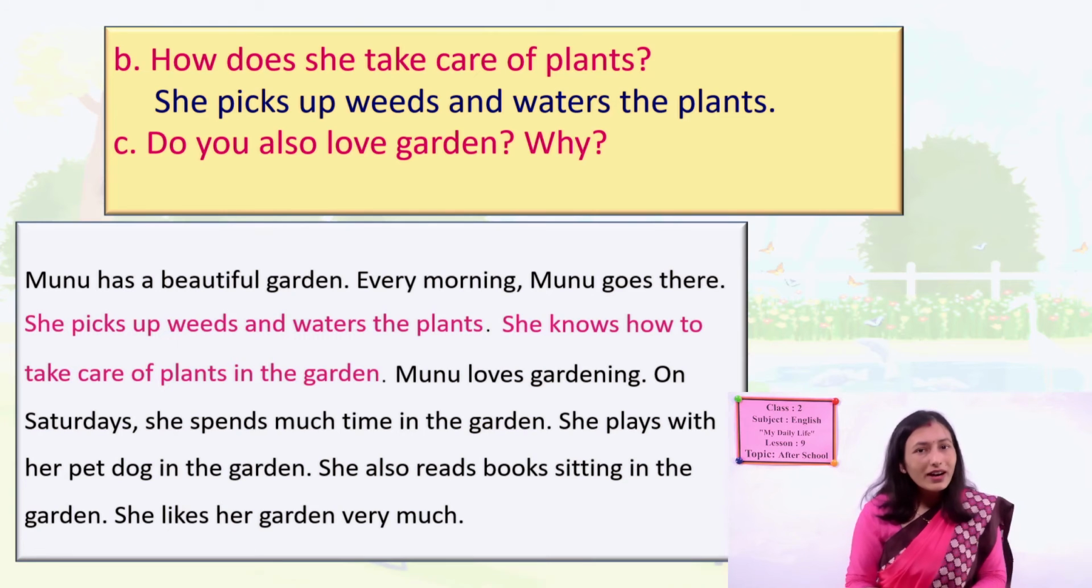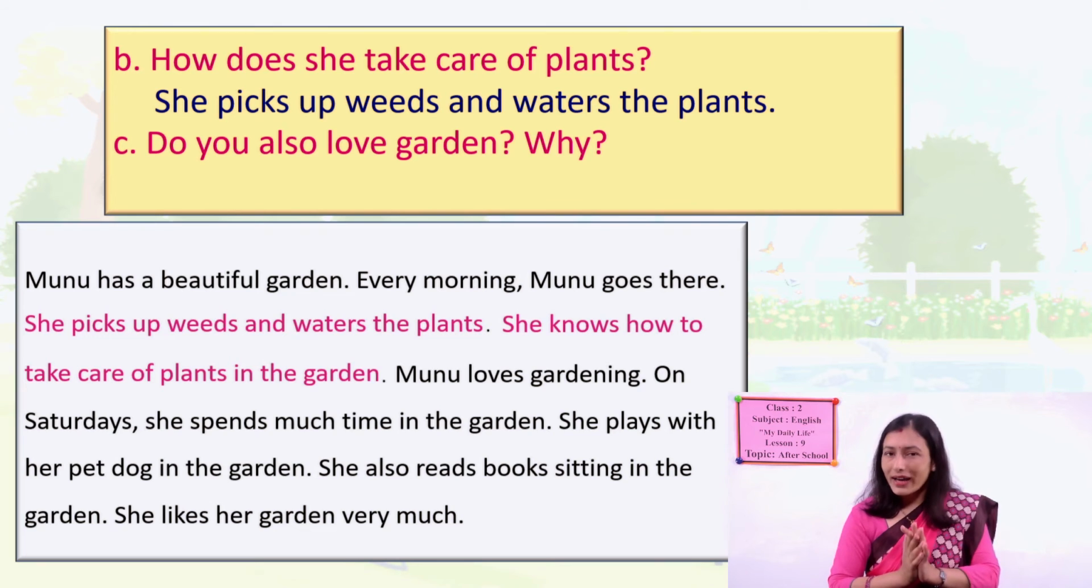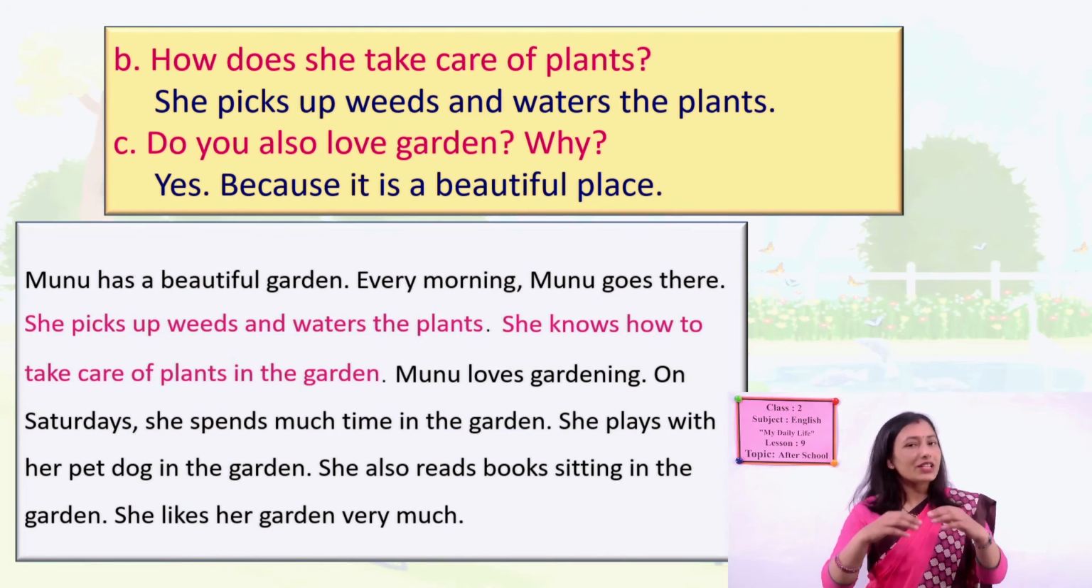Do you also love garden? Yes. Very good. Why do you love garden? Yes, because it's beautiful. Because it's greenery. It's green there. You can play there. Very good. You can write your reason. I have given you one example, but you can also write your own reason. Why do you love garden? I have written here because it is a beautiful place, but you can also write because I can play there. Very good.